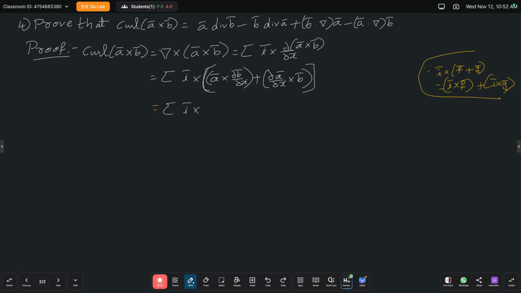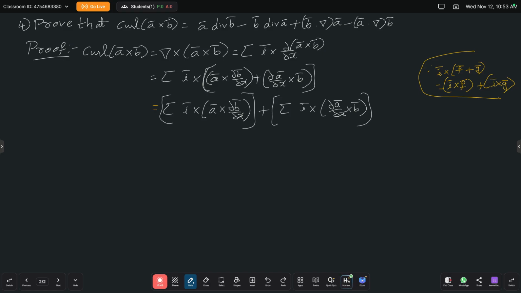Summation of I bar cross A bar cross dou B bar by dou x, plus, this is the first term, and the second term, plus summation of I bar cross dou A bar by dou x cross B bar. Okay, this is the second term.